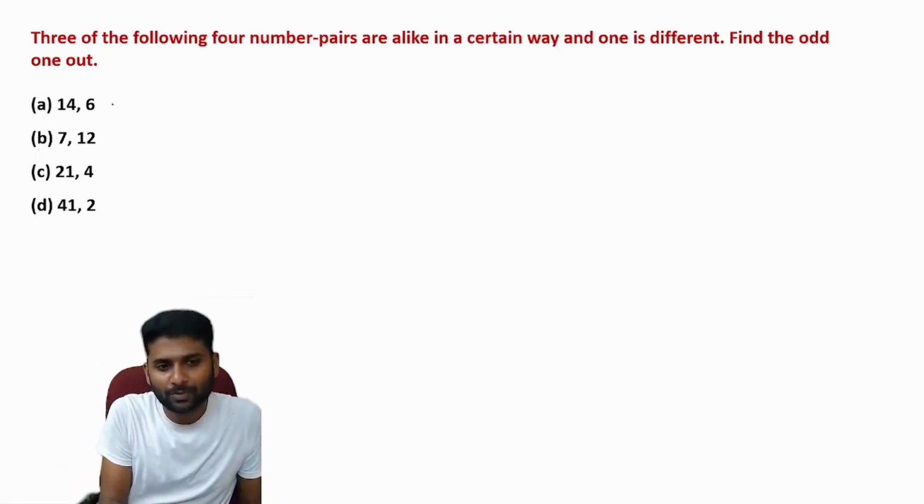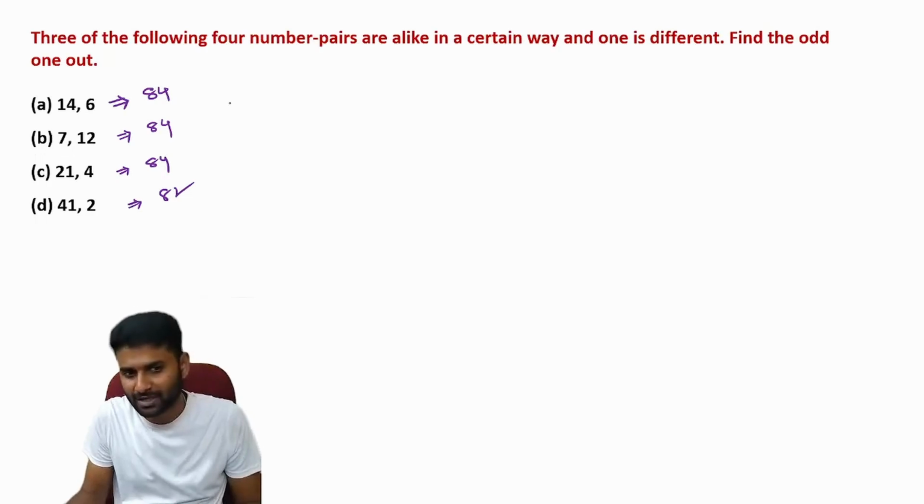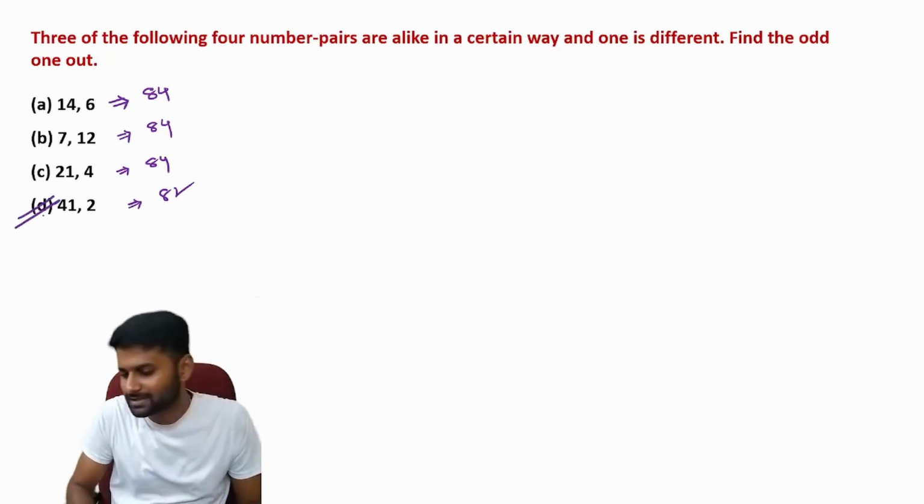Guys, if you go through the product, 6 multiplied with 14 is exactly equal to 84, right? 7 into 12, the product value is 84. 21 into 4 is 84. 41 into 2 is equal to 82. If you observe the product, except option D, the result is 84. That's why I can choose D as the odd one.